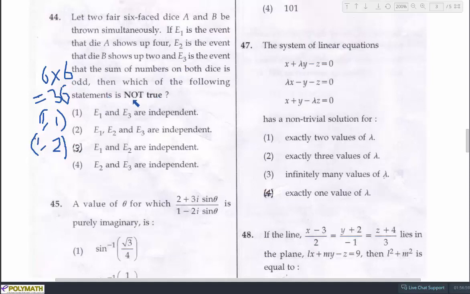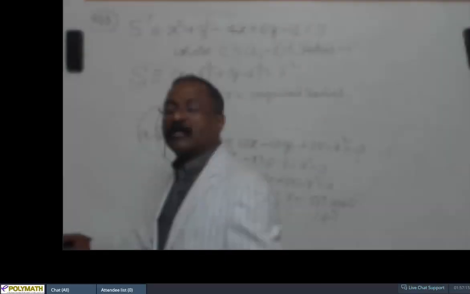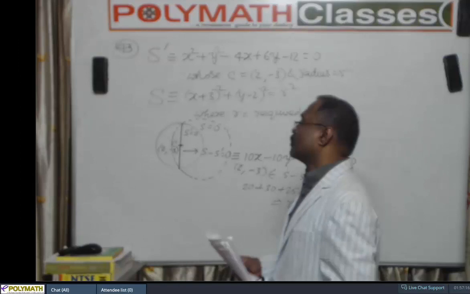Don't forget, not true. E1 and E3 are independent. E1, E2 and E3 are independent. Like this, the options are given. First of all, the condition of independency. What are independent events?